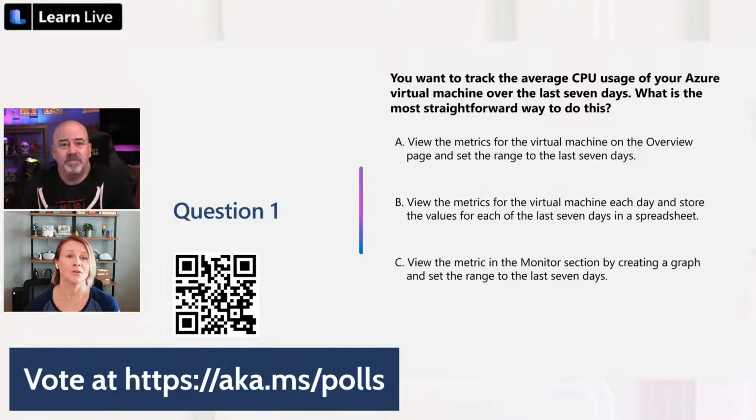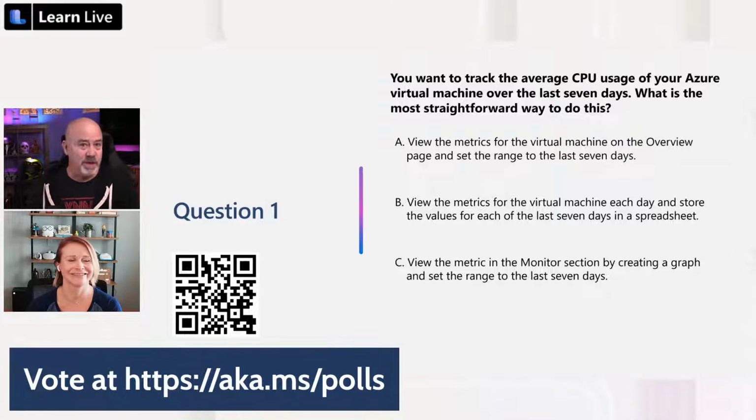Sure. So you want to track the average CPU usage of your Azure Virtual Machine over the last 7 days. What is the most straightforward way to do this? So 2 might be right, but what's the most straightforward? A, view the metrics for the virtual machine on the overview page and set the range to the last 7 days. B, view the metrics for the virtual machine each day and store the values for each of the last 7 days in a spreadsheet. Sounds fun. C, view the metric in the monitor section by creating a graph and set the range to the last 7 days.